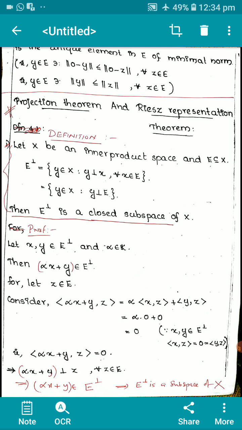Alpha into 0 plus 0. Both x and y are in E perp, so inner product xz is 0 and inner product yz is 0. So alpha into 0 plus 0 is equal to 0, or inner product of alpha x plus y with z is 0. So alpha x plus y is orthogonal to z, or alpha x plus y is an element of E perp. That is, whenever x and y are in E perp, alpha x plus y is again in E perp, which shows that E perp is a subspace of X.